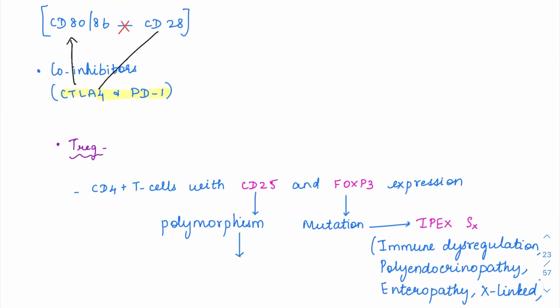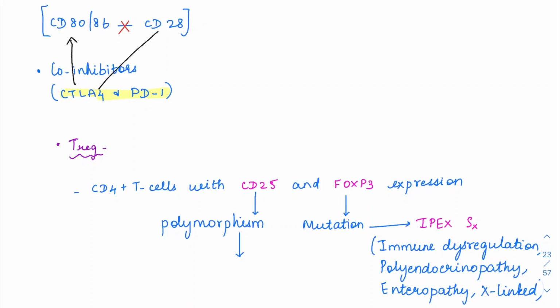While for PD1, its ligand is going to be PDL1, which is programmed death ligand 1. The PDL1 ligand is going to attach with this PD1 present on T cells, and that again will result in the suppression of the T cells.